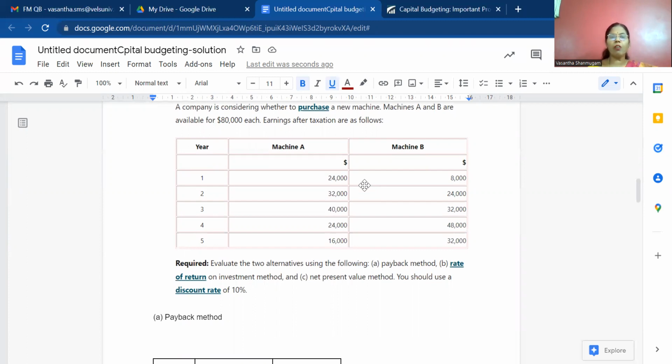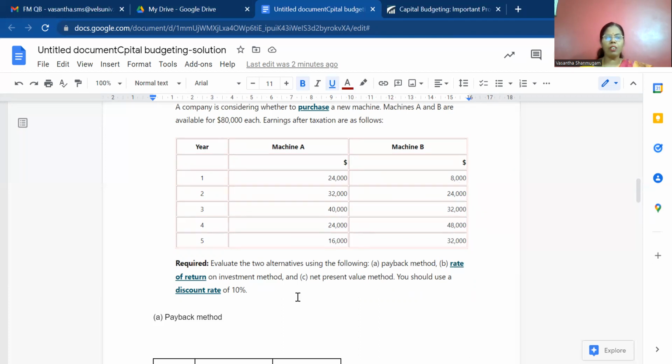The earnings after taxation are as follows. The earnings are generated for a period of 5 years. In the case of machine A: first year 24,000, second year 32,000, third year 40,000, fourth year 24,000, fifth year 16,000. Similarly, in the case of machine B: 8,000, 24,000, 32,000, 48,000, 32,000.